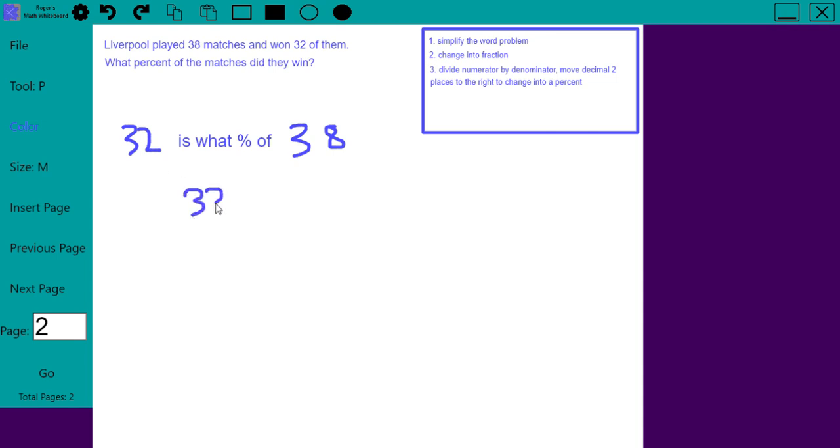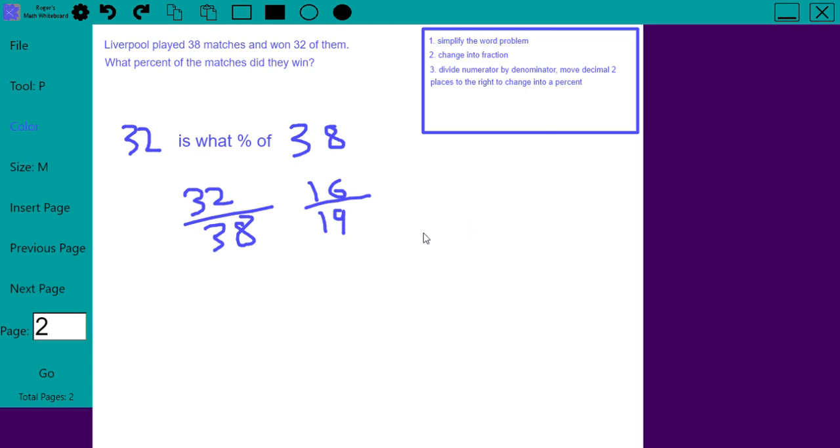So 32 over 38. Alright. So before we go off, we can go ahead and simplify this number so it's easier for us to do our division. So find the biggest number that goes into 32 and 38, and that number is going to be 2. So 32 divided by 2 is 16, and 38 divided by 2 is going to be 19.